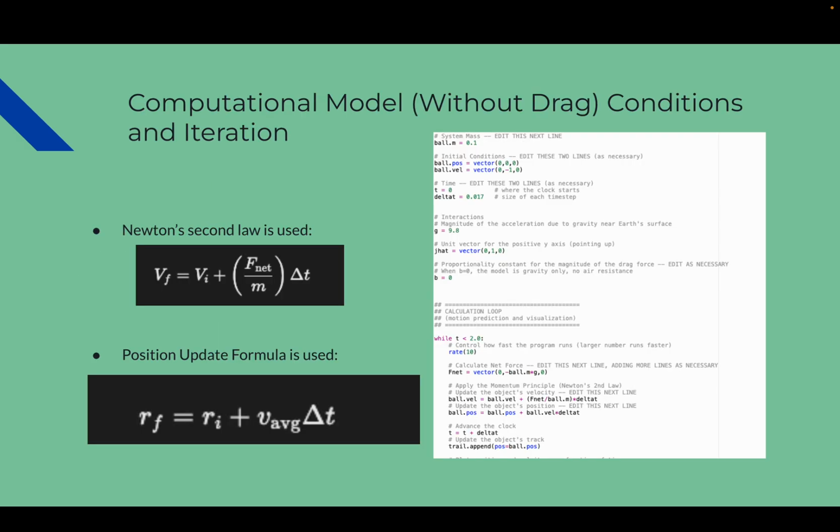So now let's look at the computational model without drag conditions. In this case, I set the ball mass equal to 0.1 kilograms, and then we have the ball position and velocity set. The time is 0, delta t is 0.017, that's the size of the time step. G is 9.8, and we use these two formulas, Newton's second law velocity formula and the position update formula. In order to calculate F net, we did the ball's mass times gravity to simulate Fg, and then to update the ball's velocity, we use Newton's second law, and to update the ball's position, we use the position update formula.